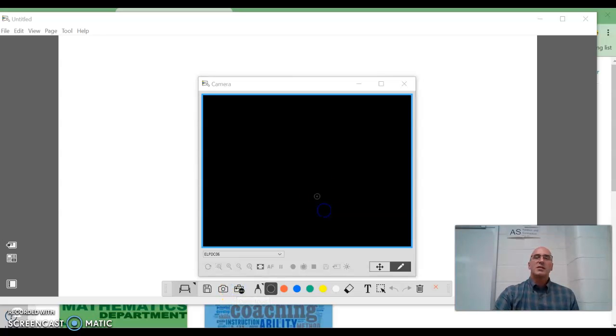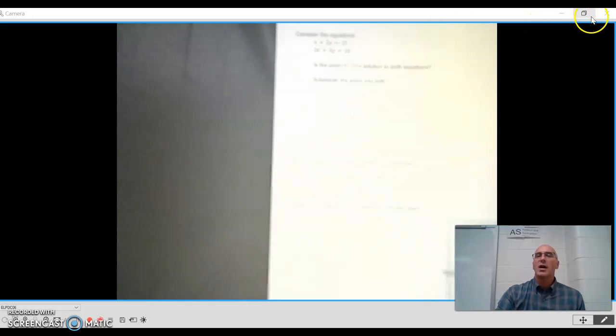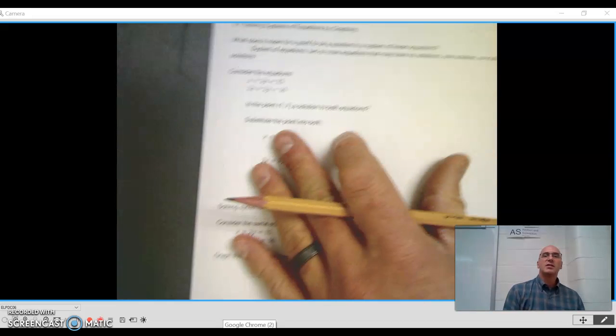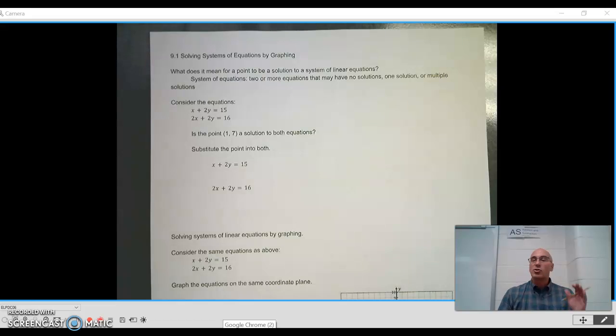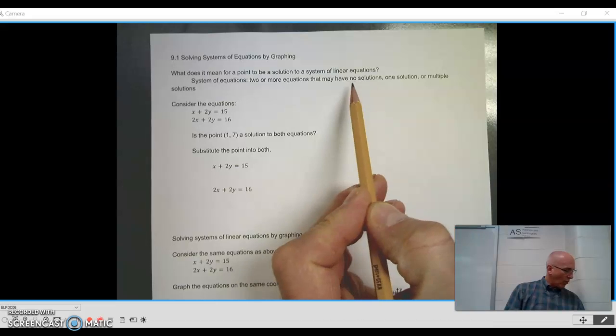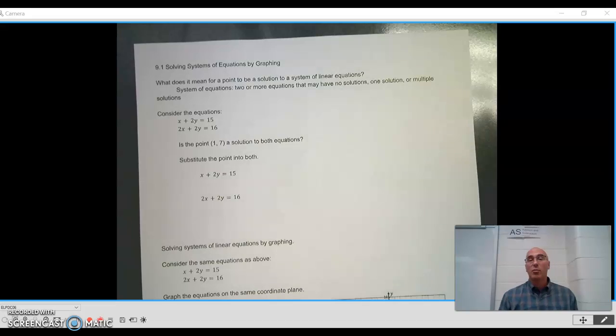Today we will be discussing how to solve systems of equations by graphing. All right, so first of all, what is a system of equations? A system of equations is two or more linear equations that are solved at the same time. You can have a system that may have one solution, no solutions, or multiple solutions, and we will go through each of those.